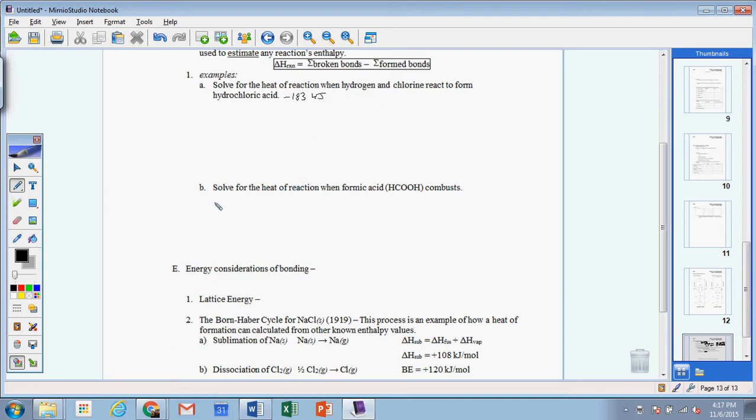Let's see, letter B, when I combust formic acid, the best thing to do to solve these is to draw Lewis dot structures. So not only can we write the formulas, as we combust formic acid plus oxygen making CO2 and H2O, the balancing is not too hard, just need a 2 and a 2 and a 2, but we can draw Lewis dot structures and therefore identify the kinds of bonds that we're breaking.